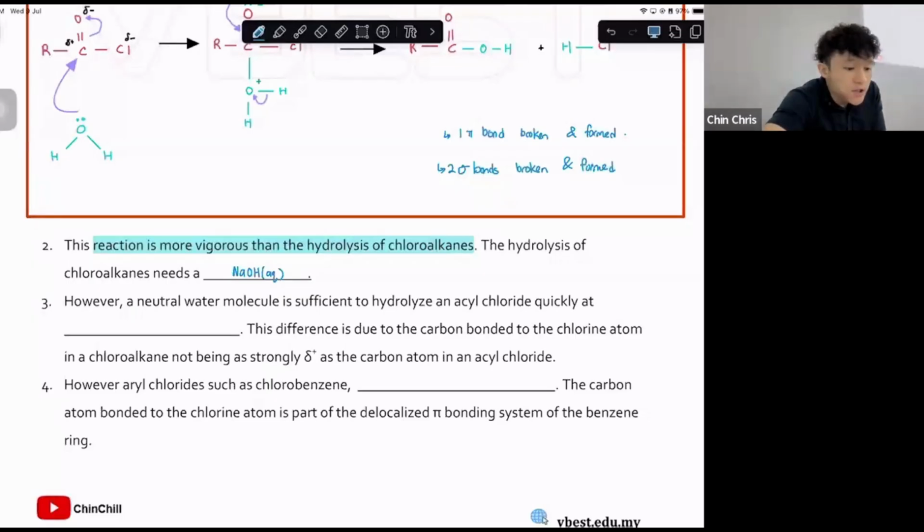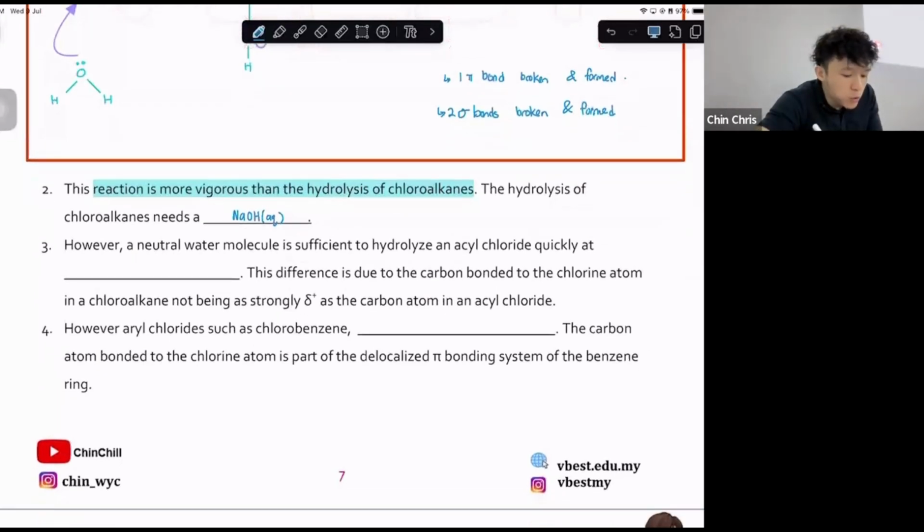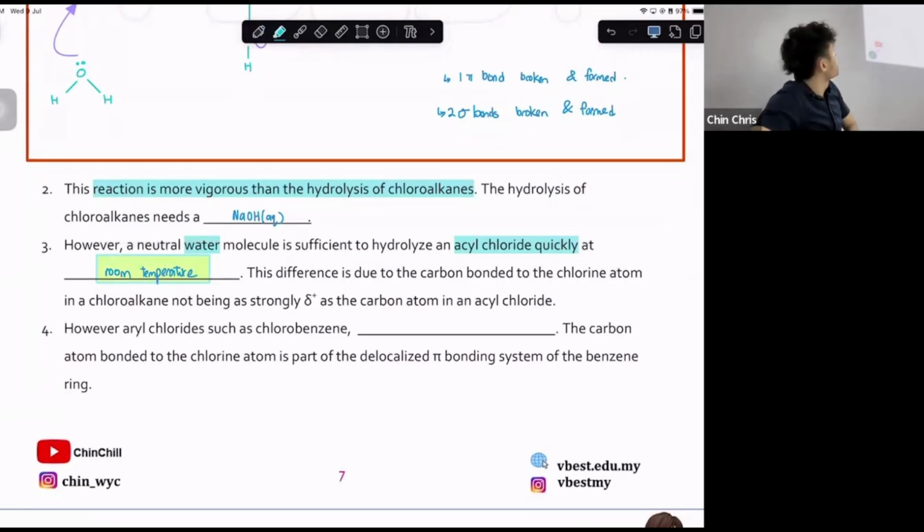So guys, in addition elimination, a neutral water molecule is sufficient to hydrolyze an acyl chloride quickly at room temperature. Highlight the word water and the phrase acyl chloride quickly at room temperature. Again, as I mentioned, addition elimination is very reactive. Your acyl chloride is highly reactive, so you put it at room temperature and it will react immediately. Okay, next.